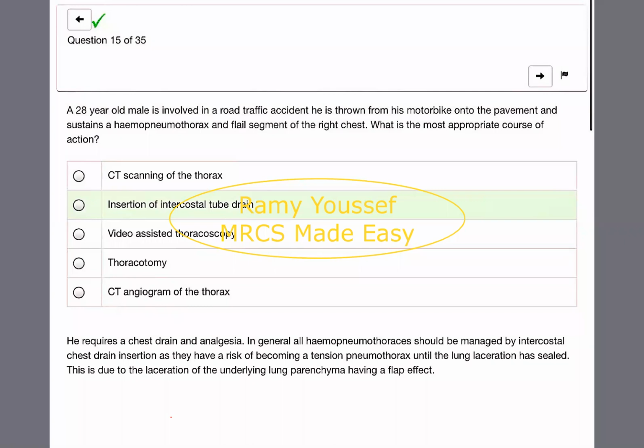Till now, they put it in the second intercostal space, mid clavicular. But this has all changed. Just put it in the same place as the chest tube. You take it out and put the chest tube, or put the chest tube first, whatever. But both of them, fifth intercostal space, just anterior to the mid axillary line.